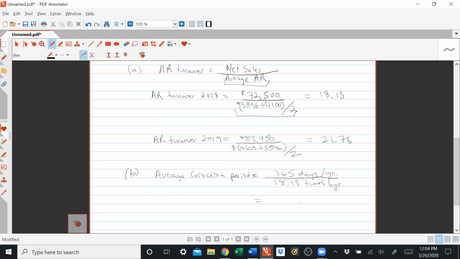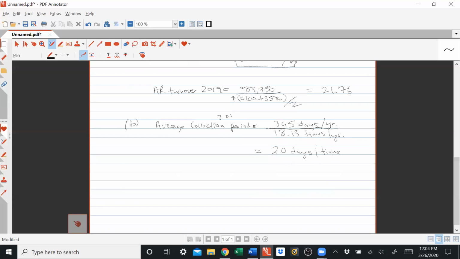So 365 divided by 18.13. On average, it takes them about, I'm just going to round to the nearest day, 20 days per time in 2018. And in 2019, it takes them on average, if you round up, 17 days, 16.77. Every time they turn over their accounts receivable, it takes them 17 days.